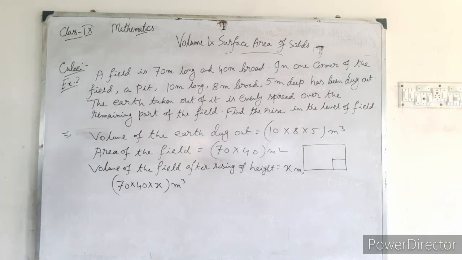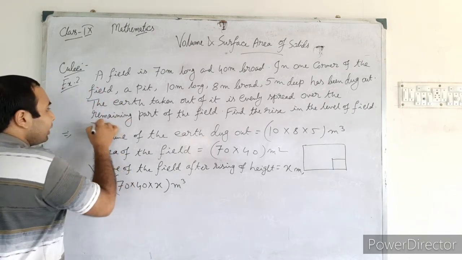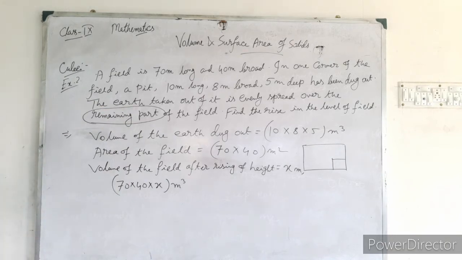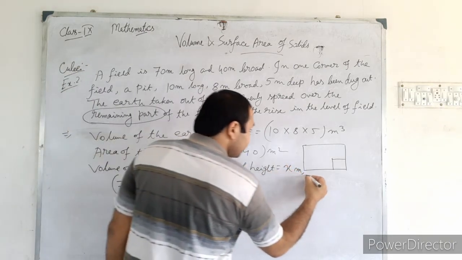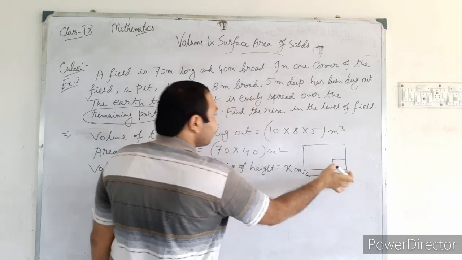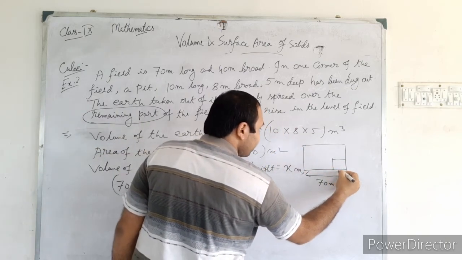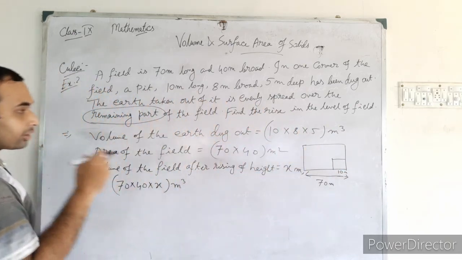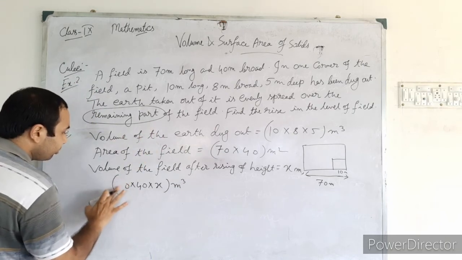But another thing you have to see here. It is given the remaining part. It is the most important thing. Some of the students, I have seen in previous years also, have made a mistake here. The remaining part. So you have to find at first what the remaining part is. If the length is 70 meter, and the length of the pit is 10 meter, from here to here it is 10 meter, so it has been taken out. So 70 minus 10, it will be 60.